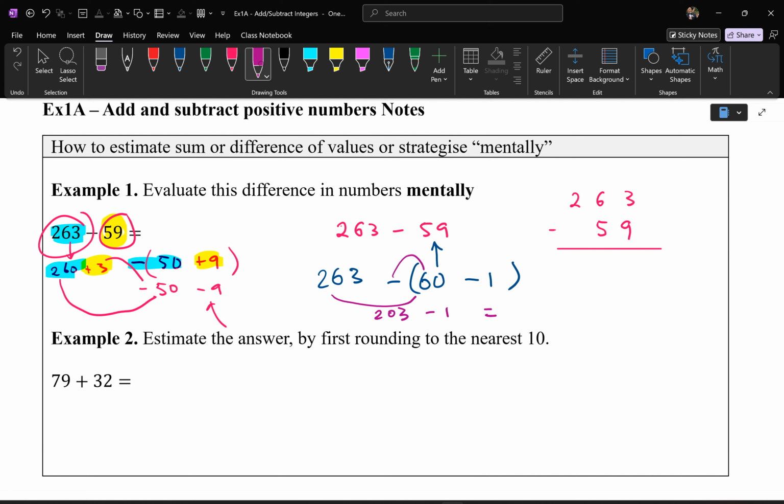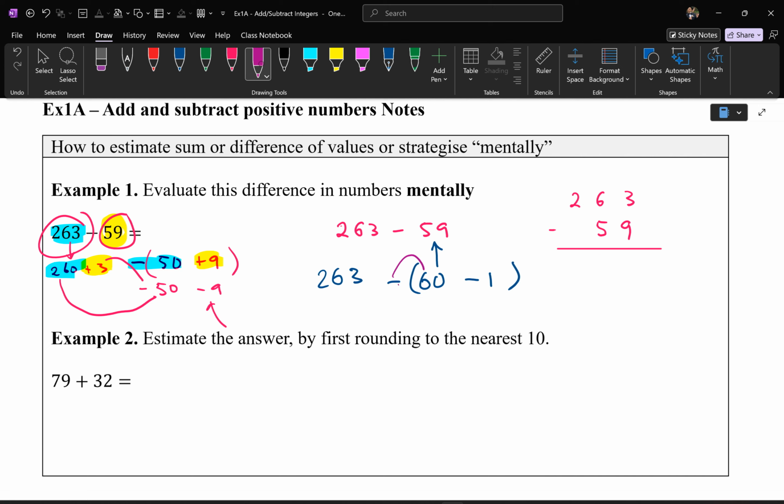So subtracting the 1 gives you now 202. Okay, and that's a mental strategy. Yep. The answer is 204. That one would be added. Sorry, I forgot what I just said here.